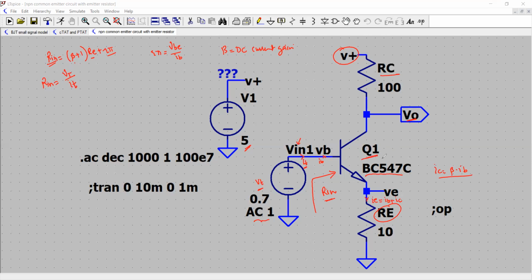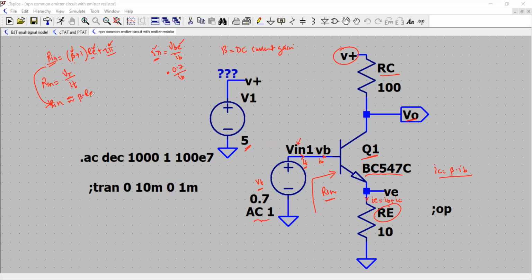So let us compute R in. Theoretically, we need to know the value of beta, the value of RE, and the value of R pi. So VBE is about 0.7, and IB will be the base current that flows into the circuit, right? That will give us the value of IB. We can actually neglect the value of R pi also, and from this expression, R in is approximately beta times RE.